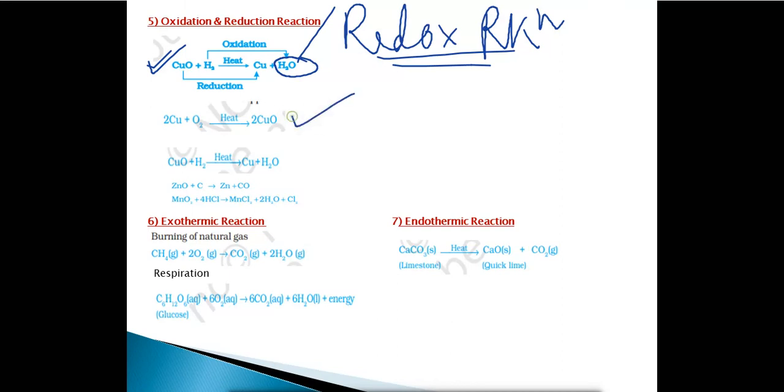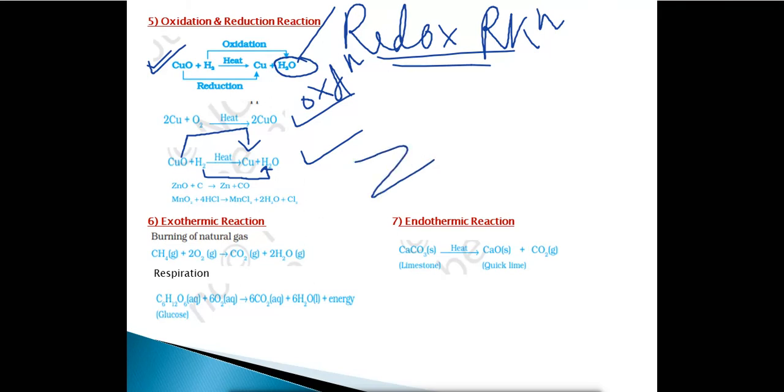Okay, now separately we'll look at the reaction. Copper is reacting with oxygen. When you heat copper with oxygen, you will get copper oxide. So it is an example of an oxidation reaction. Next one, copper oxide will react with hydrogen to give you copper plus water. So in this reaction, copper oxide is getting reduced and hydrogen is getting oxidized. So both the processes are taking place in the reaction. It is an example of a redox reaction.